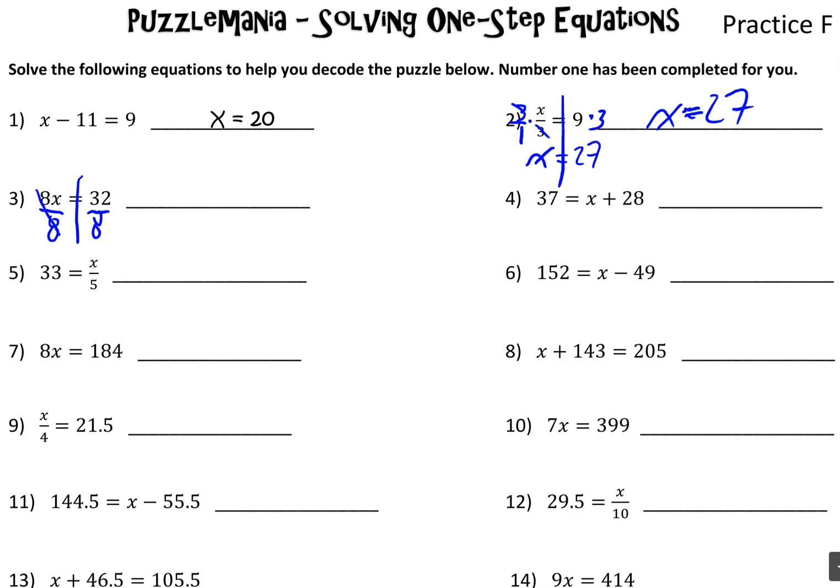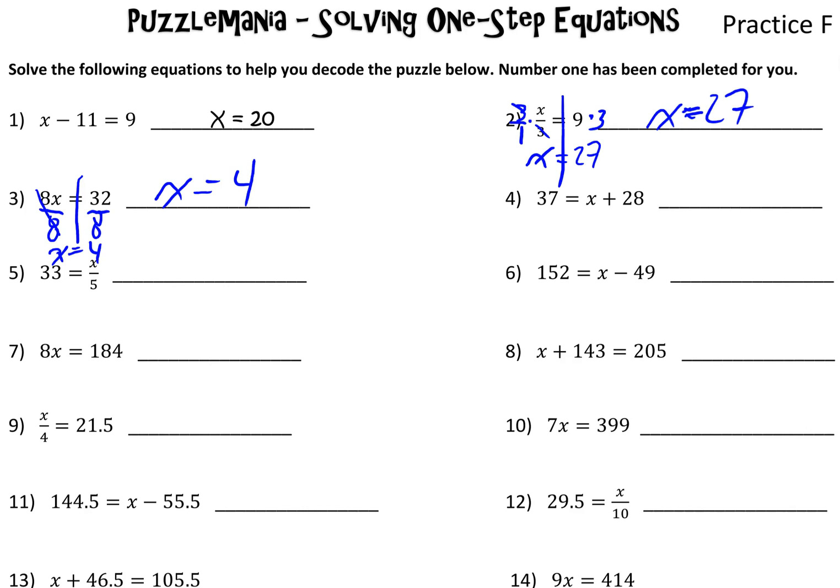8 divided by 8 is 1. 1 times x is x. And then my equal sign, so it would be x equals 32 divided by 8 is 4. So then my answer is going to be x equals 4.